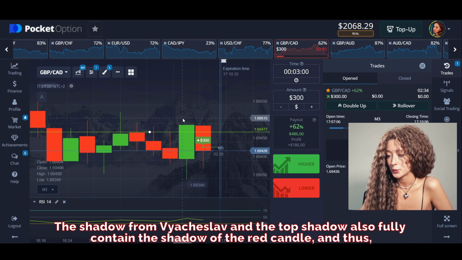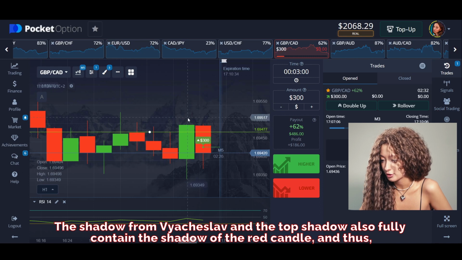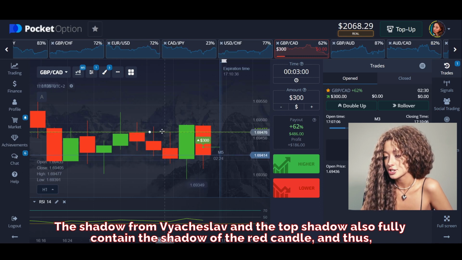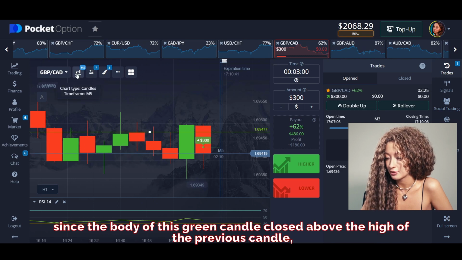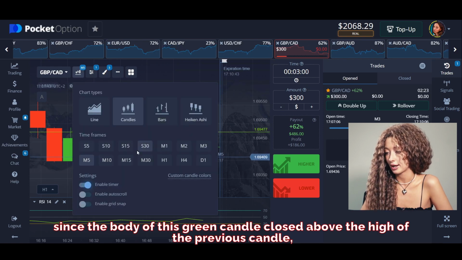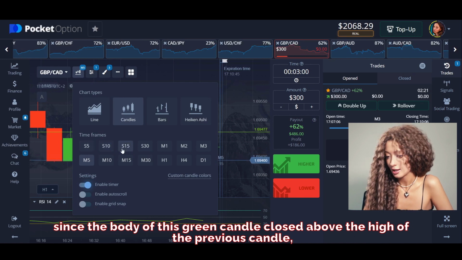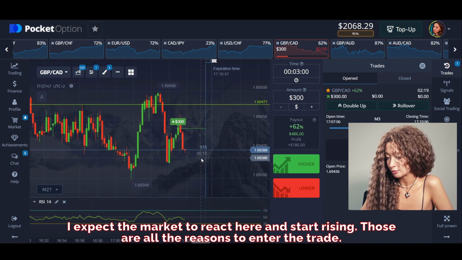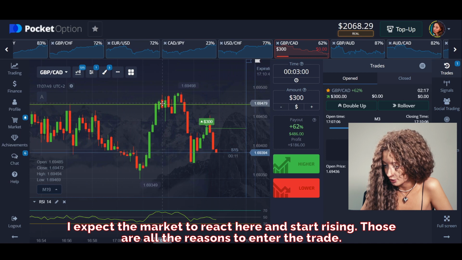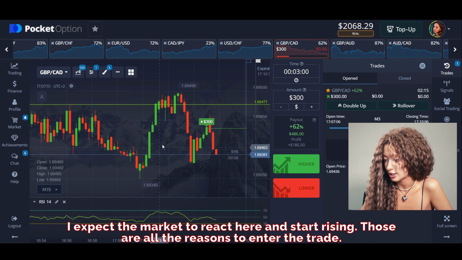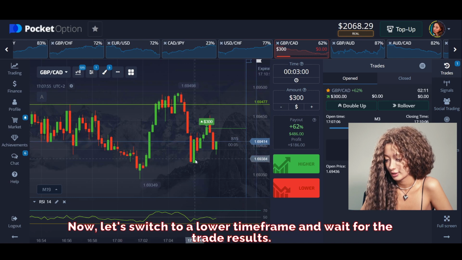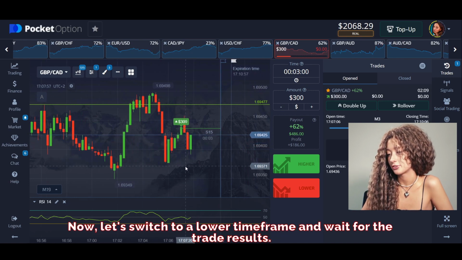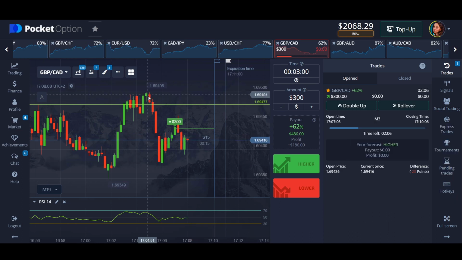And the top shadow also fully contains the shadow of the red candle, and thus, since the body of this green candle closed above the high of the previous candle, I expect the market to react here and start rising. So those are all the reasons to enter the trade. And now let's switch to a lower time frame and wait for the trade result.